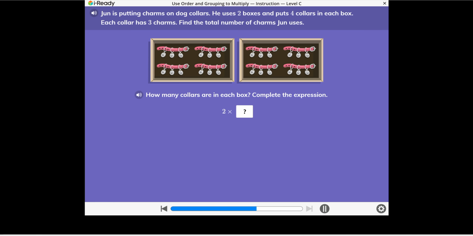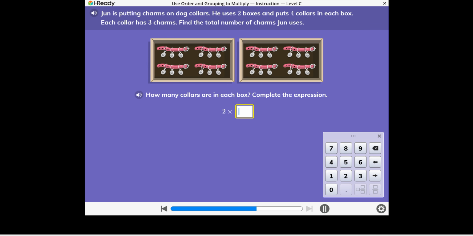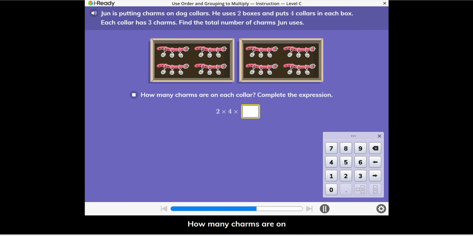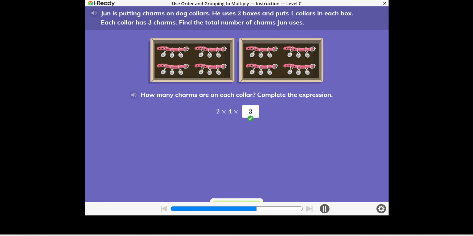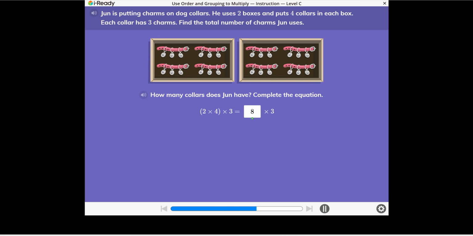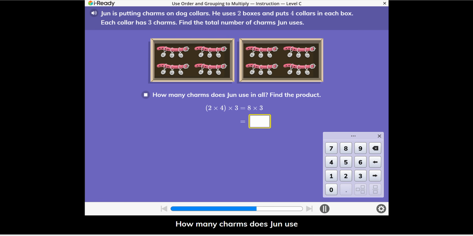2 times 4. How many charms are on each collar? Complete the expression. Let's find the total number of collars first. How many collars does June have? Complete the equation. Now how many charms does June use in all?